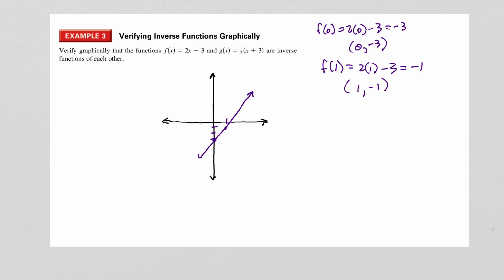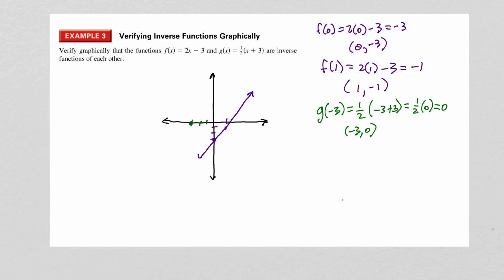Okay, so then for g, what I'm going to do is take the y values of those corresponding points and plug them in. So if I do g of negative 3, for example, that's 1/2 times negative 3 plus 3, which is 1/2 times 0, which is 0. Well, notice that that gives me the point negative 3, 0. Swapped input and output. So left 1, 2, 3, and 0.